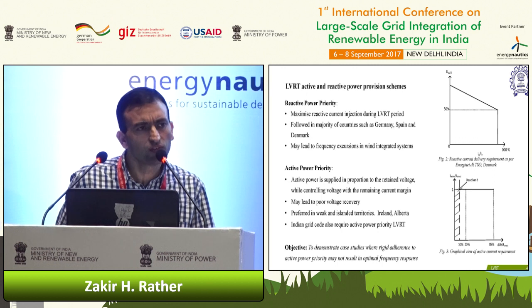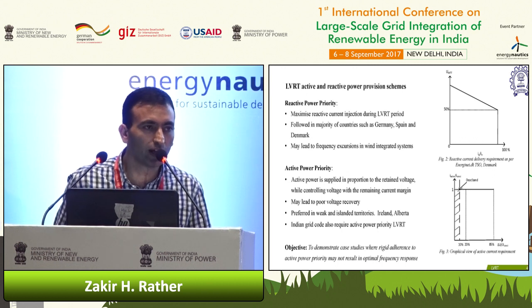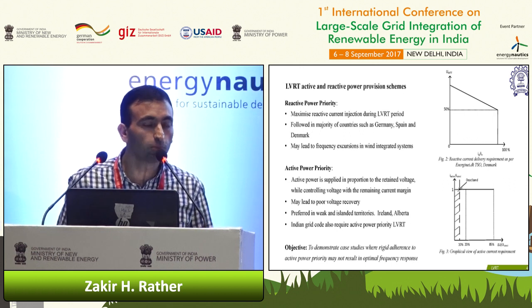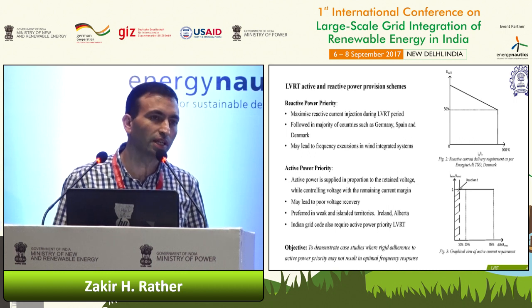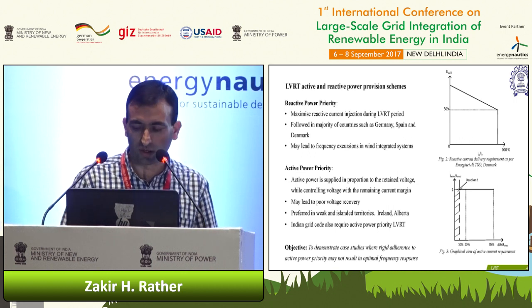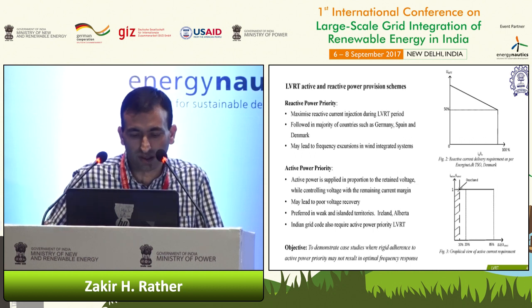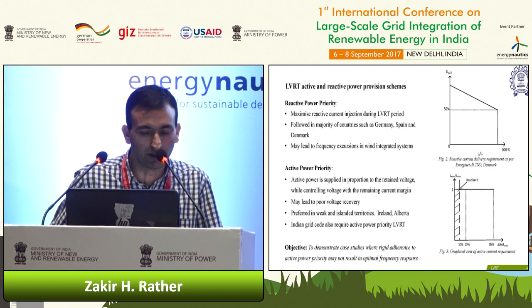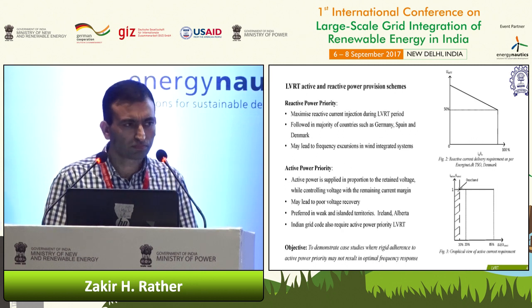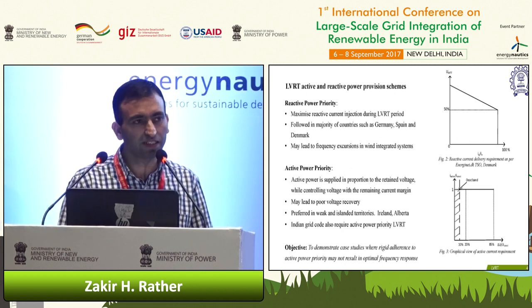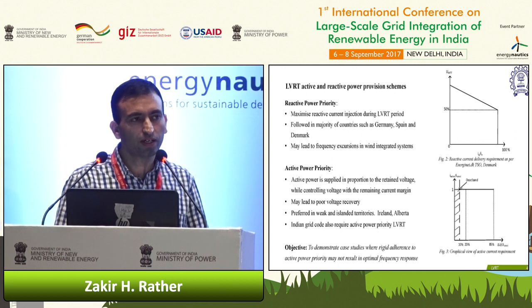Few countries follow this active power priority LVRT scheme, where the wind turbine is required to inject active power with first priority, and then reactive power is of course expected to help in the voltage recovery, but within the left out margin, the first priority goes to the active power. For example, Ireland, Alberta, and India also have an active power priority LVRT requirement. So the main objective of this study is this active power priority LVRT requirement from the system regulator.